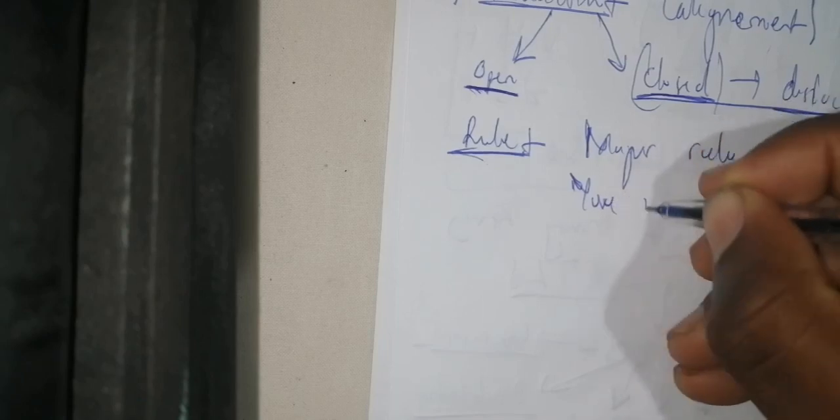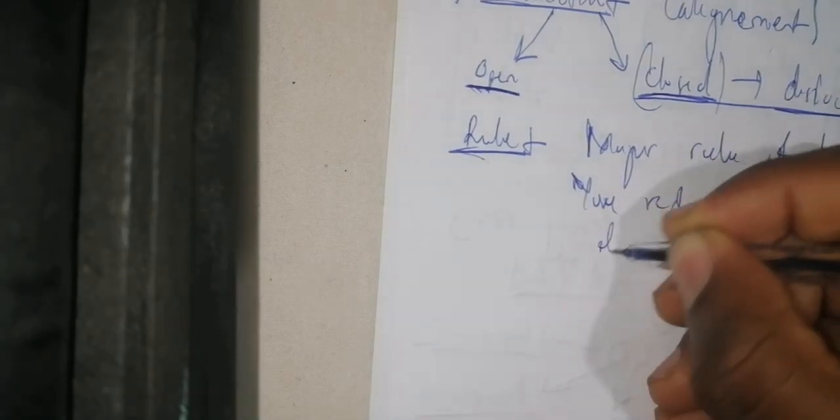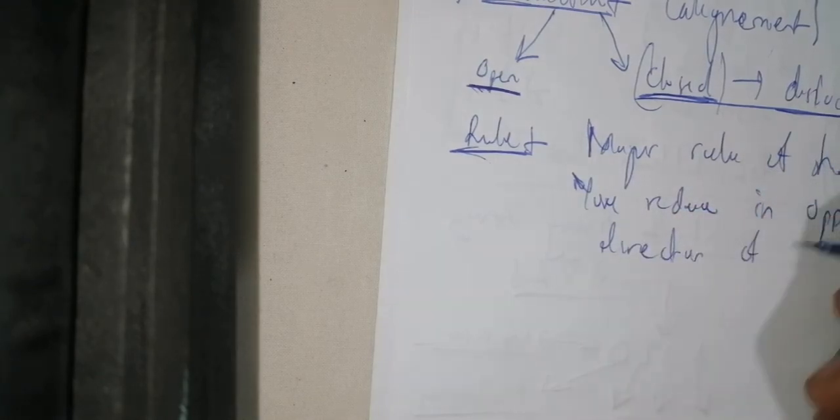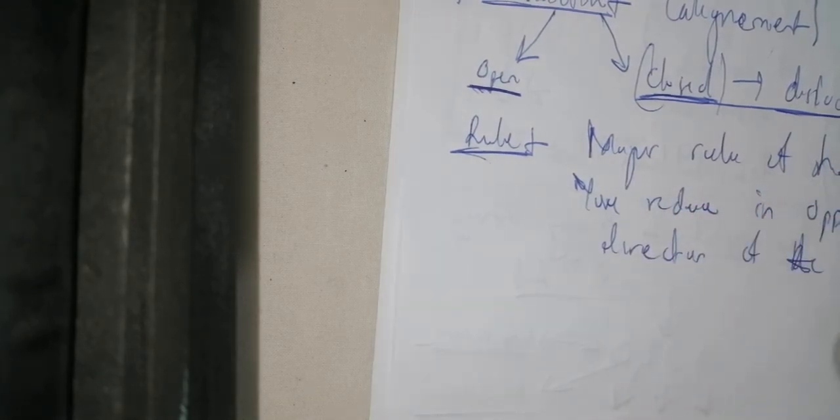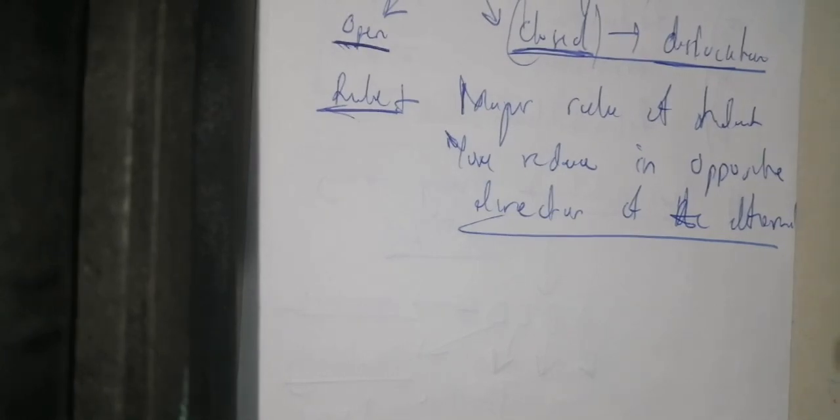That is the major rule of the reduction: you reduce the limb in the opposite direction of the deformity. Is it clear? It means that, in a case of an anterior shoulder dislocation, the limb is going to be in which direction?